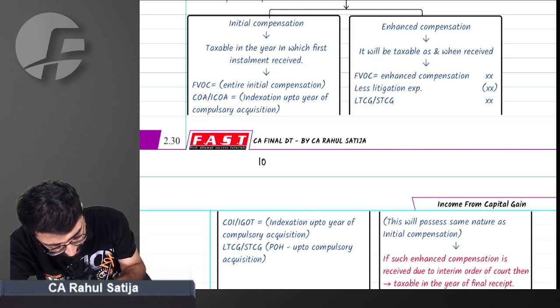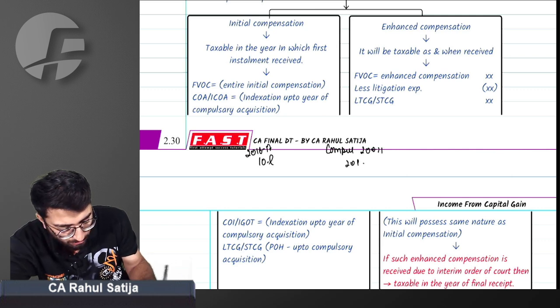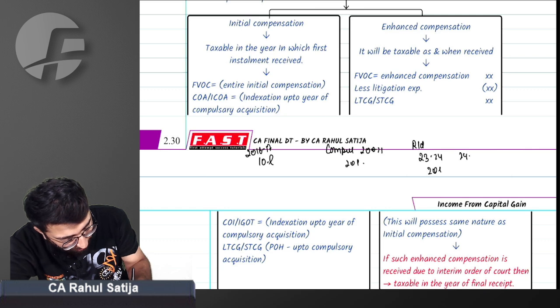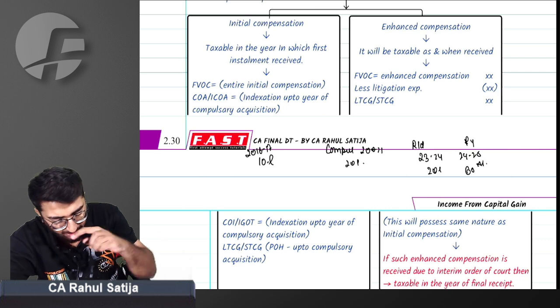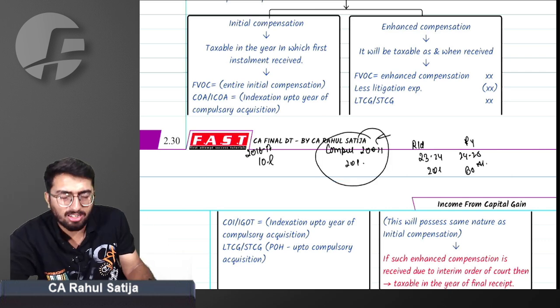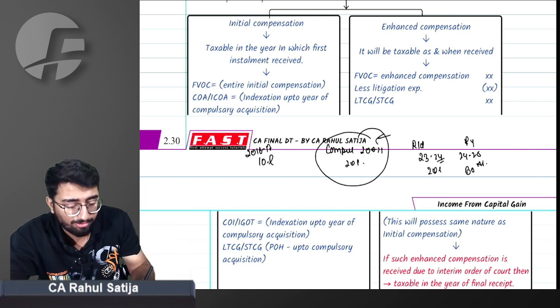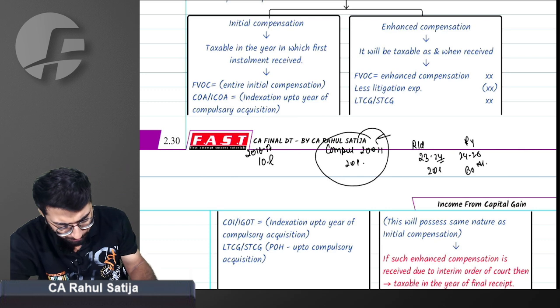My house was bought in previous year 2016-17 for 10 lakh rupees. It was compulsorily acquired in previous year 2021. Compensation decided was 20 lakh. Later on, I received compensation in previous year 23-24, 20 lakh, and in previous year 24-25 I received additional compensation of 60 lakh. How will capital gain be calculated? See, transfer took place in previous year 2021, but I will be taxed on such capital gain in previous year 23-24 because compensation is received therein.